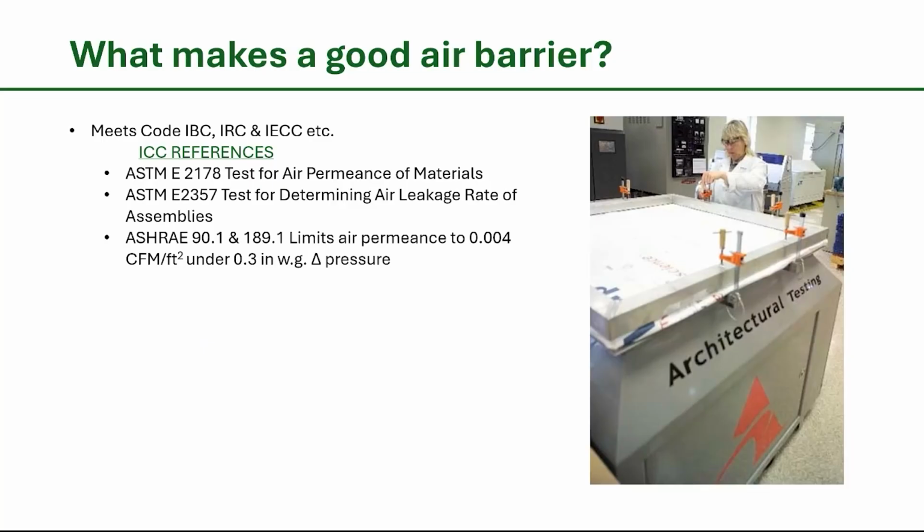First of all, it's got to meet all the references in the code, and it's got to meet all the ASTM tests. ASTM E2357, the leakage rate of assemblies, is a more important standard to meet than ASTM E2178, which is just simply the air permeance of the material. We also test these things as assemblies, and there's a standard means for doing that. And you can see an air barrier material, sheet applied, being put onto something that's subjecting it to an air pressure differential. And the lab is going to see how much air they can draw through under pressure.